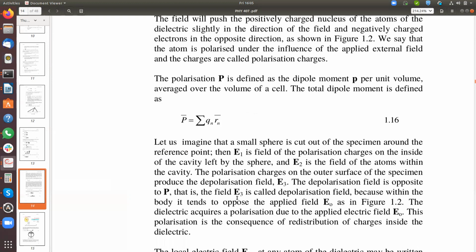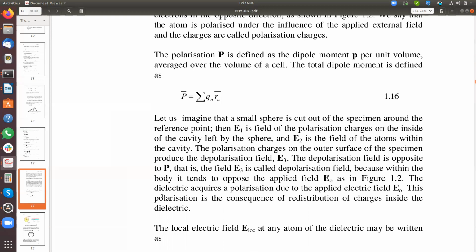Now let us imagine that a small sphere is cut out of the specimen around the reference point. Then E1 is the field of the polarization charges on the inside of the cavity left by the sphere. And E2 is the field of the atoms within the cavity. So there are two fields now, E1 and E2. E1 is the field of polarization charges inside the cavity left by the sphere, and the second one, E2, is the field of the atoms within the cavity.